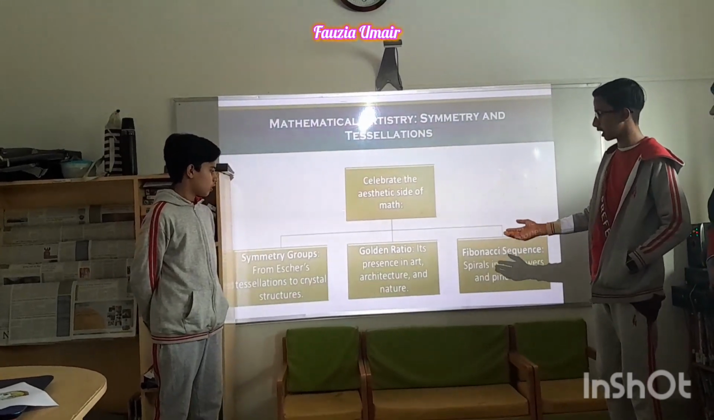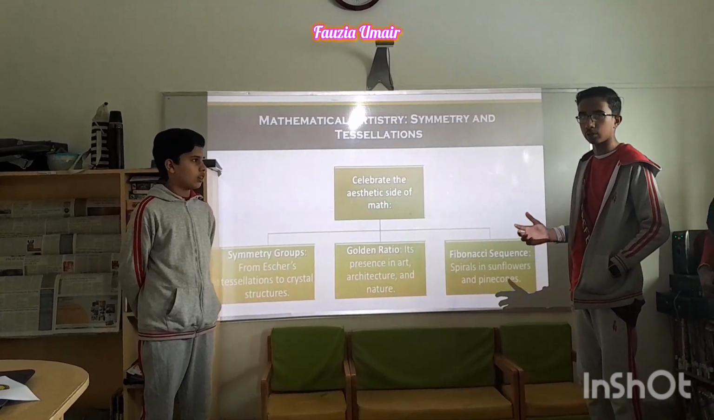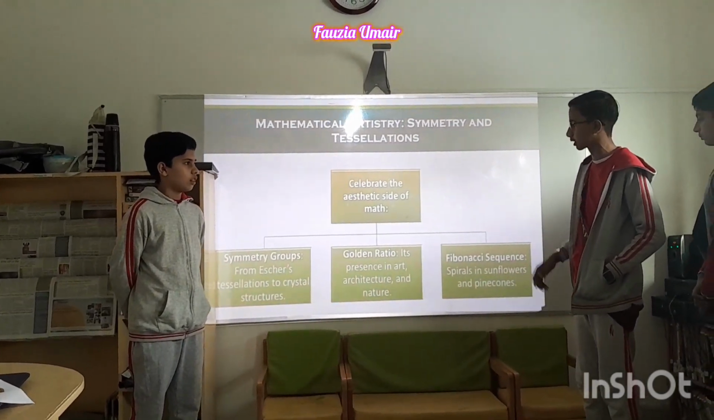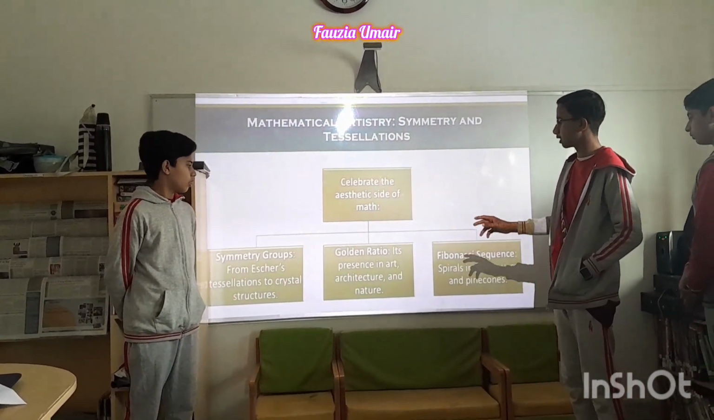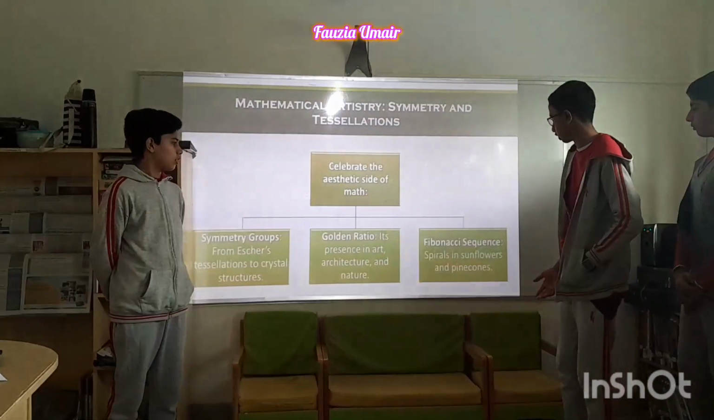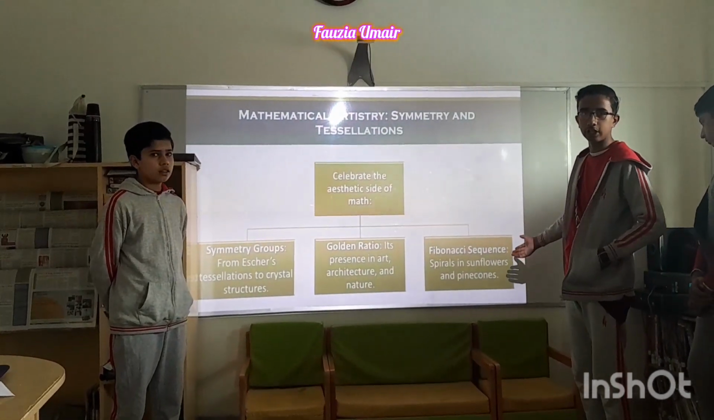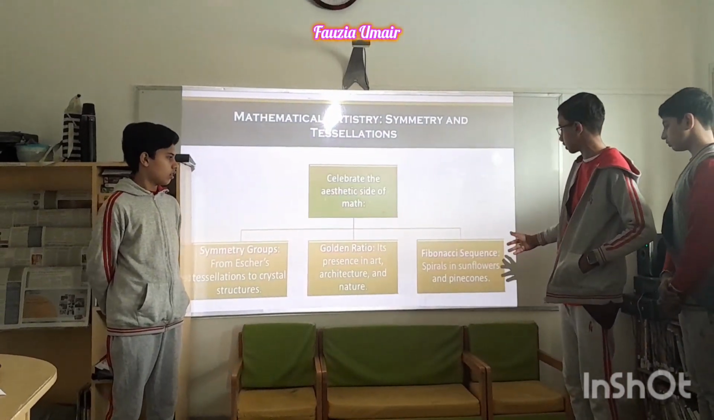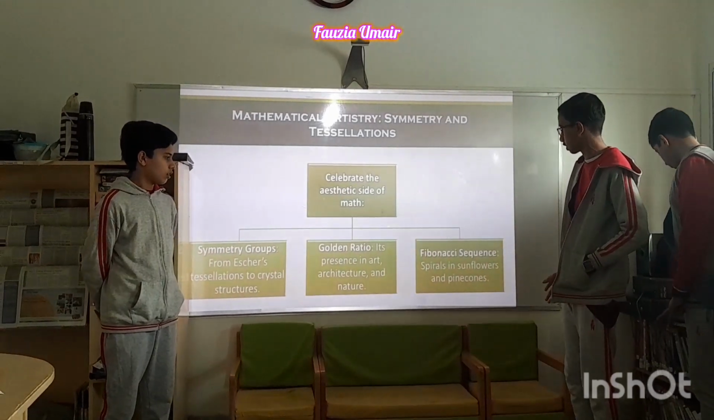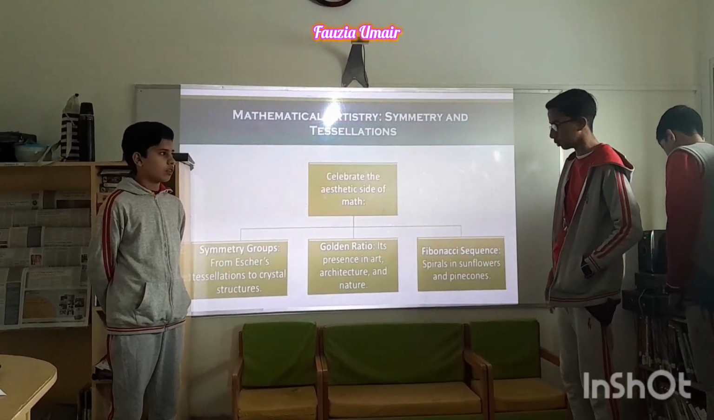Its presence in art, architecture and nature. The golden ratio is a ratio of numbers which was found by a great scientist in old times, and its presence is also included in arts, architecture and nature. Next is the Fibonacci sequence, which we have already learnt in our classes. The Fibonacci sequence is a sequence of numbers, and how it is arranged is seen in the spirals of sunflowers and pine cones.